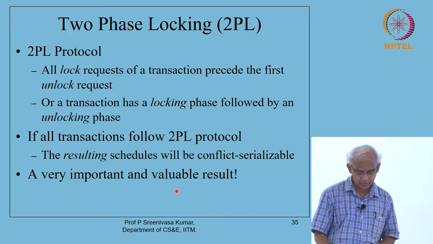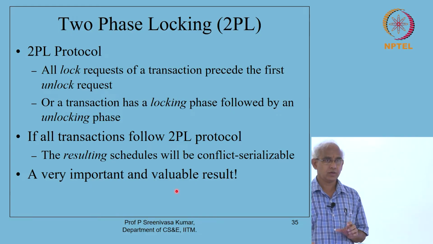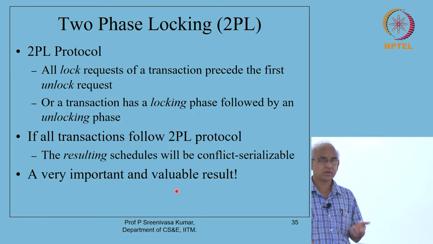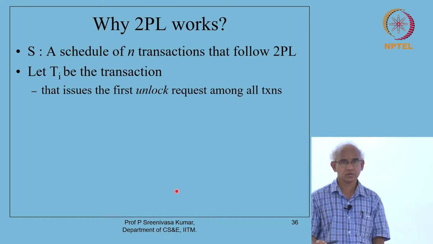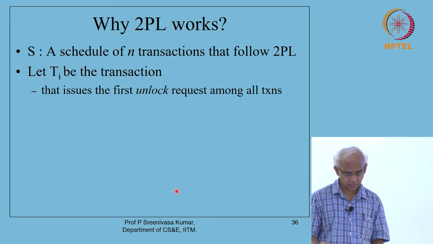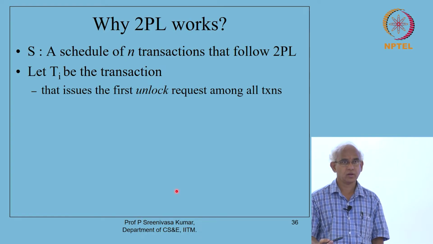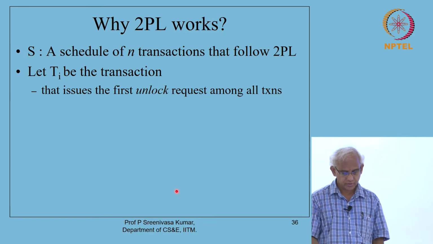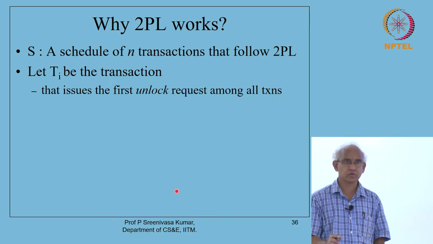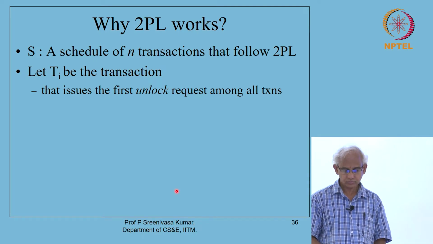Now, in the remaining part of the lecture, let me argue as to how exactly this 2PL protocol allows only conflict serializable schedules. Why 2PL actually works. So this involves trying to make a proof, right? So we make a small proof here. Not very difficult actually, compared to the other proofs that we have seen. This is a very simple proof. So let's look at it.